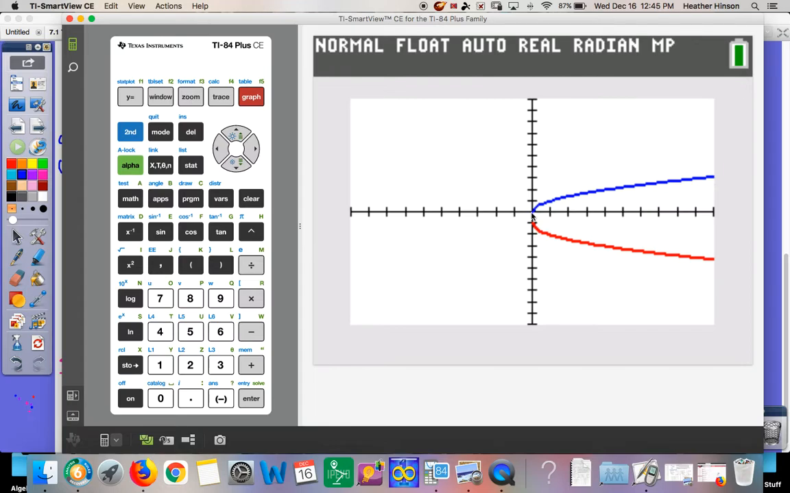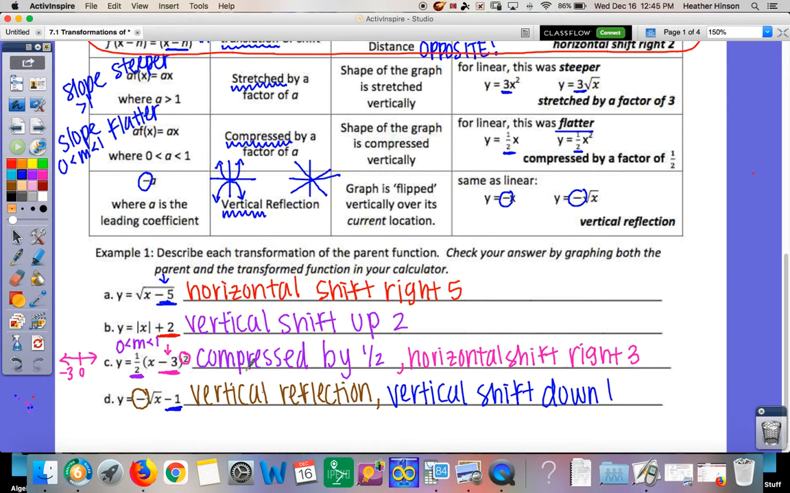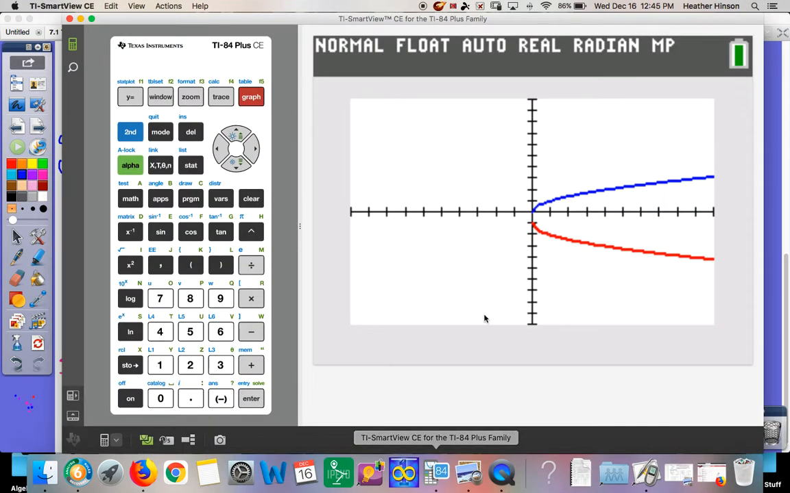So our parent function's this blue one, started at the origin, goes off like it's supposed to, just shoots off to the right. Our new one is upside down. That's where your vertical reflection comes in. It makes it upside down. Then it moved down 1 spot. That's your vertical shift down. So it flipped it upside down, vertical reflection, and it moved down 1, which is your vertical shift down.